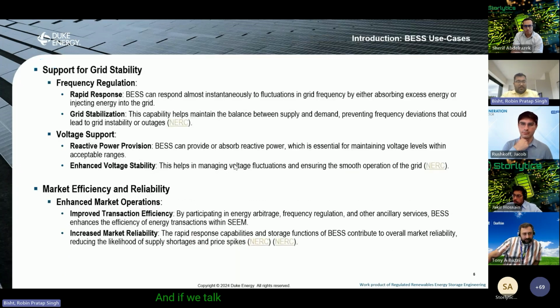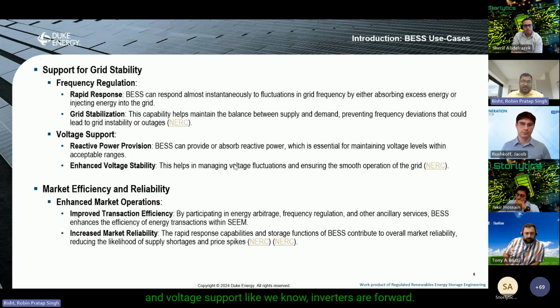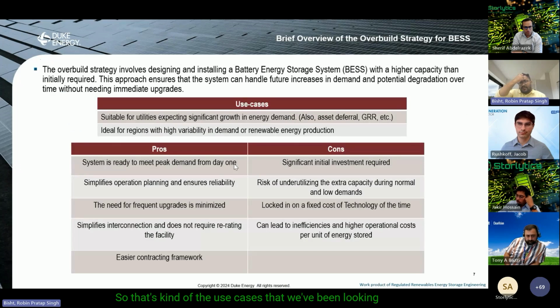And if we talk about grid stability, we're also looking at frequency regulation. As Sharif mentioned, there is more and more requirement for frequency regulation and voltage. Like we know, inverters offer free reactive power. The switching component in the power electronics basically provides that benefit. So these resources are going to be really valuable for reactive power consumption and injection that can provide additional voltage support, and obviously making the overall market more reliable. So those are the use cases that we've been looking into.